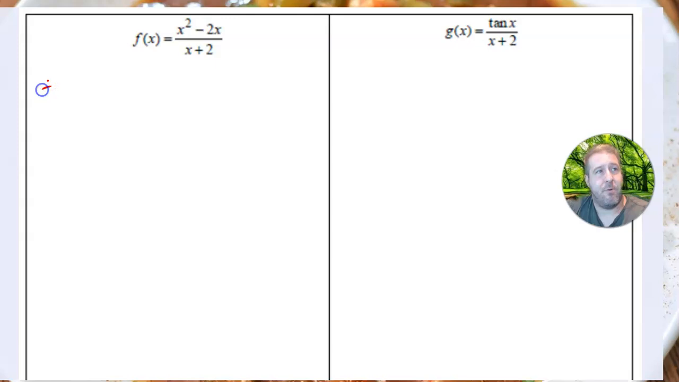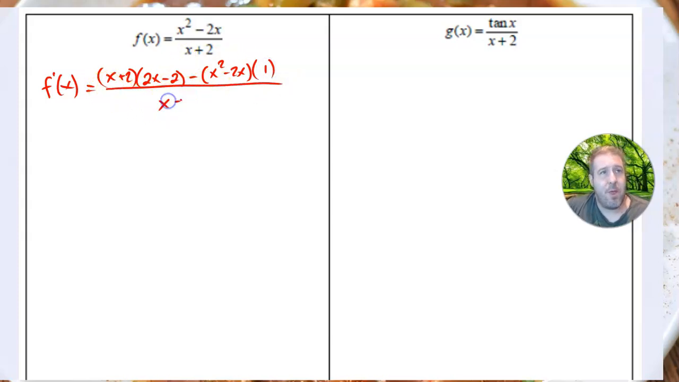So remember, f prime of x is low d high, so the derivative of the top. Now keep in mind, I'm just going to go straight to the answer. Derivative of x squared is 2x. Derivative of -2x is -2. Minus the top, x squared minus 2x, times the derivative of the bottom, which is just 1. That's nice and easy. Over the bottom squared. Now, remember what I said in the video: I'm just going to leave this the way it is. I'm not actually going to use the FOIL method on x plus 2 times x plus 2. Just leave it alone because I can almost assure you, even though I don't really know, that the multiple choice answer will be that. It's always been that way in all the ones they've ever released.